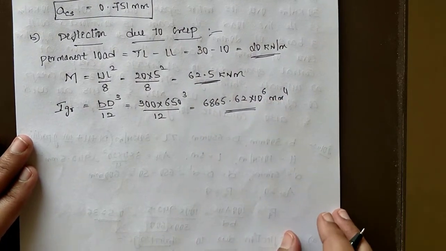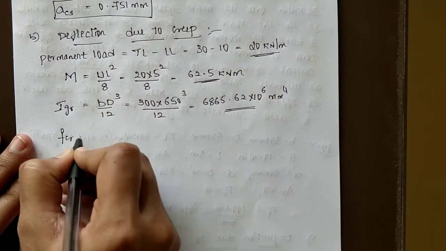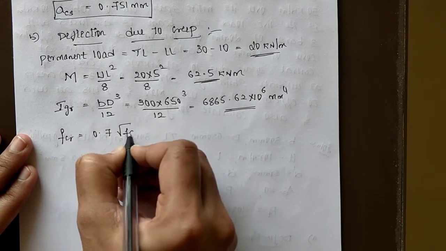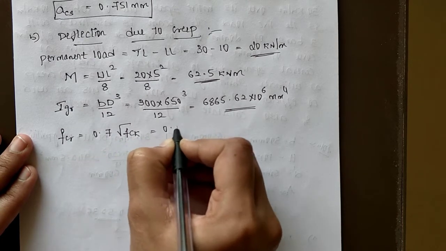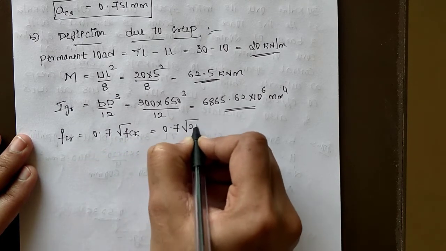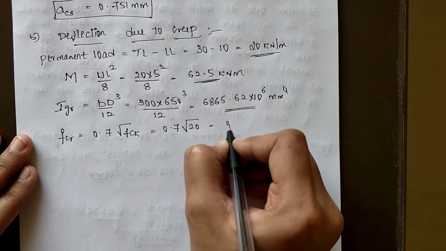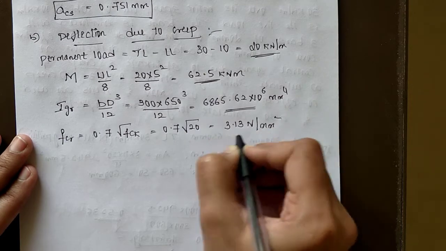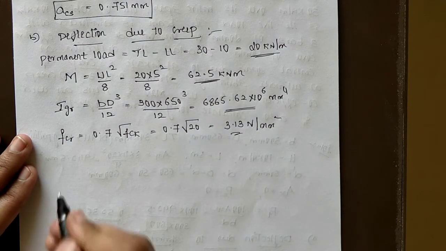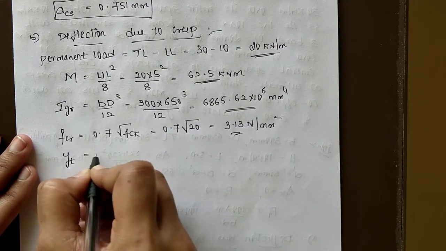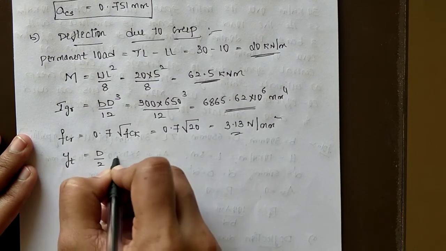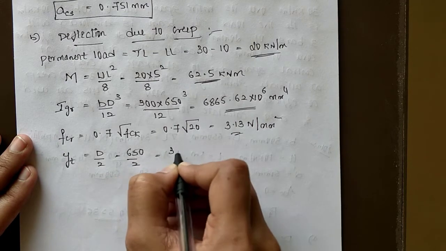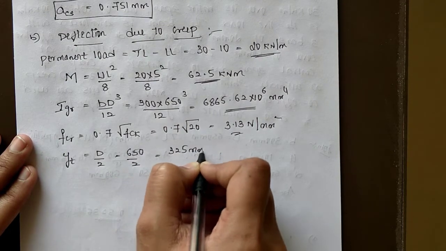Once you calculate that, that is Igr, go for fcr value, that is 0.7 root of fck. Substitute the value, 0.7 root of fck, it is 20. You will get it as 3.13 Newton per mm square. Next you calculate yt value. It is overall depth divided by 2. It is 650 divided by 2. You will get it as 325 mm.